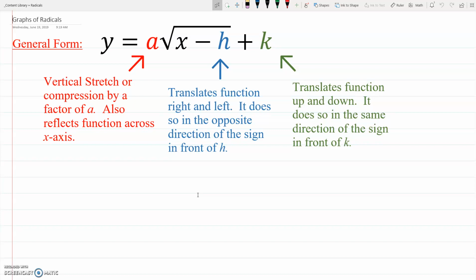Sometimes there is a number in front of the radical that we call a. That would vertically stretch or compress by a factor of a. It also reflects it across the x-axis, just like parabolas, by the way. So if we have an a, that makes it wider or narrower. You'll see that when we get to Desmos in a second. And it can also flip it, which means reflect it across the x-axis. All right, so that's if there's an a.